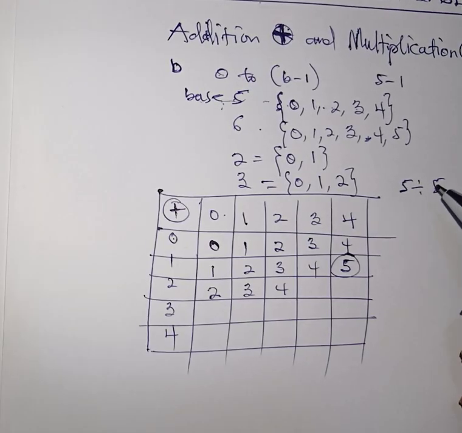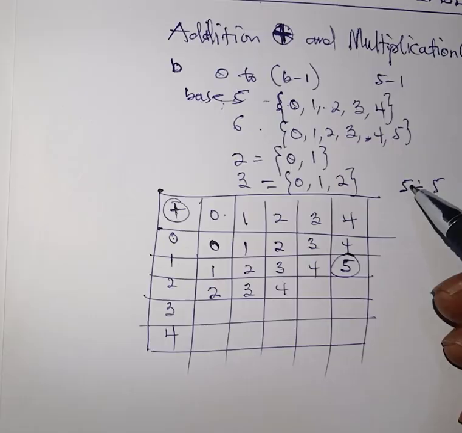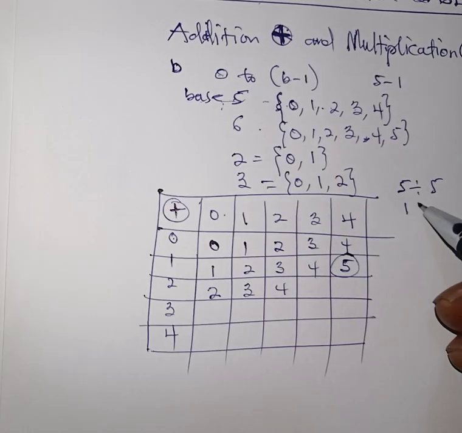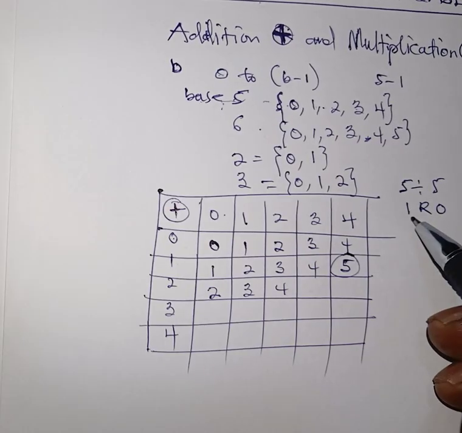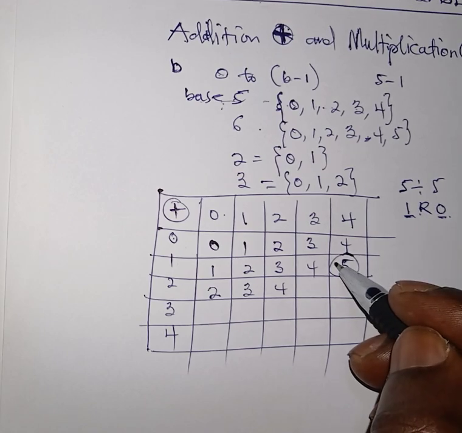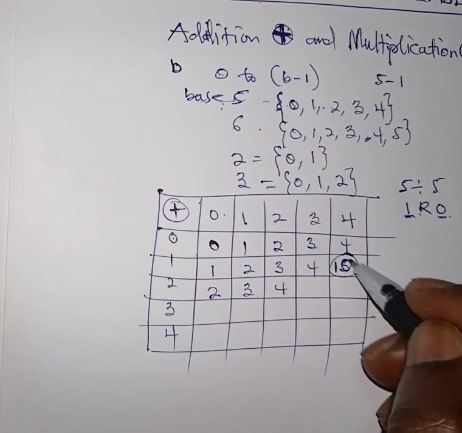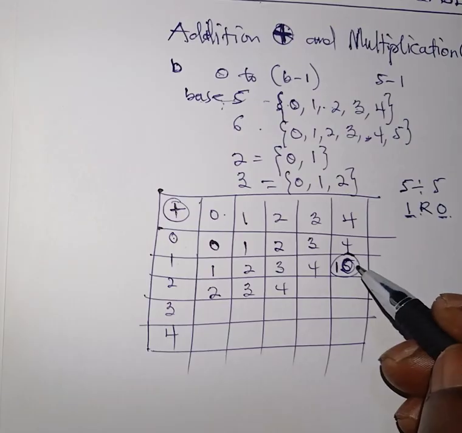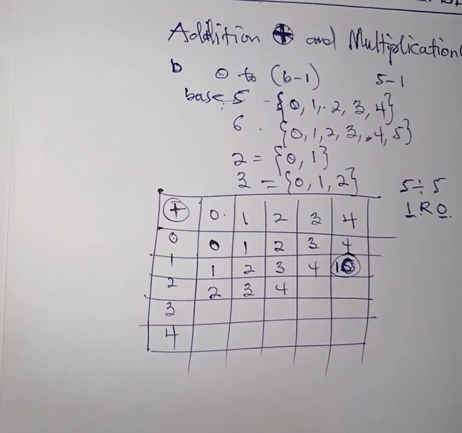Okay, and what will you get? 5 divided by 5 is how many times? You get 1, remainder 0. So you write all of them here. So instead of 5, here is supposed to be 10. Have you gotten that? So here is supposed to be 10.